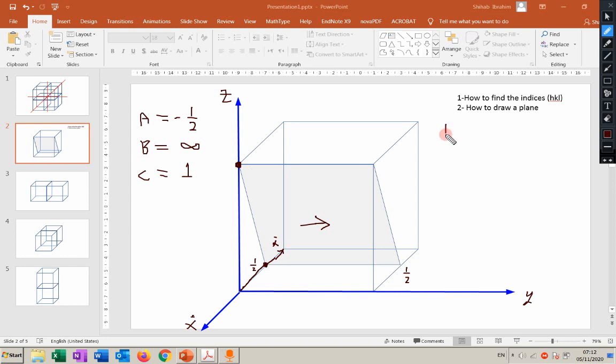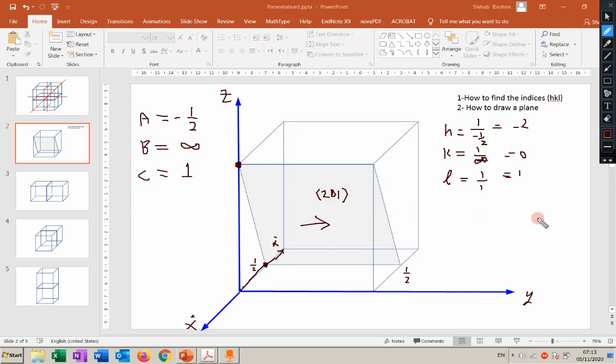Now converting to HKL: 1 over minus 1 over 2 is going to be minus 2, and 1 over infinity is going to be 0, and 1 over 1 is going to be 1. So the plane is represented as 2, 0, 1. This is how we find HKL.